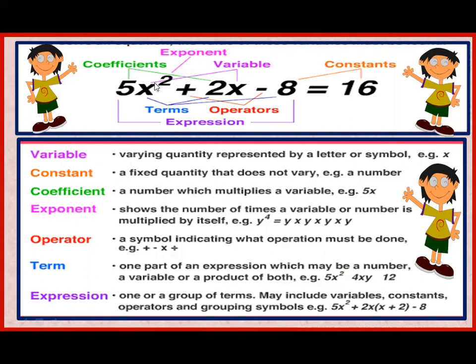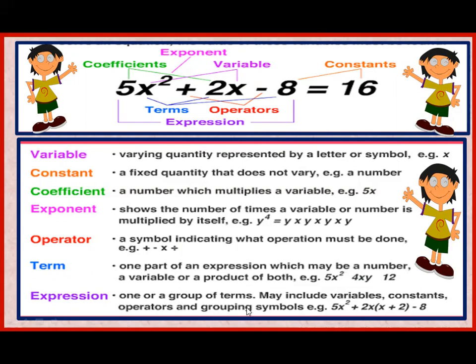Exponent. Here you have the raised number, the power number, which is the exponent. It shows the number of times a variable or number is multiplied by itself. Operators are the symbols indicating what operation must be done. A term is one part of an expression which may be a number, a variable, or a product of both number and variable. So 5x squared is a term, 4xy is a term, 12 is also a term.